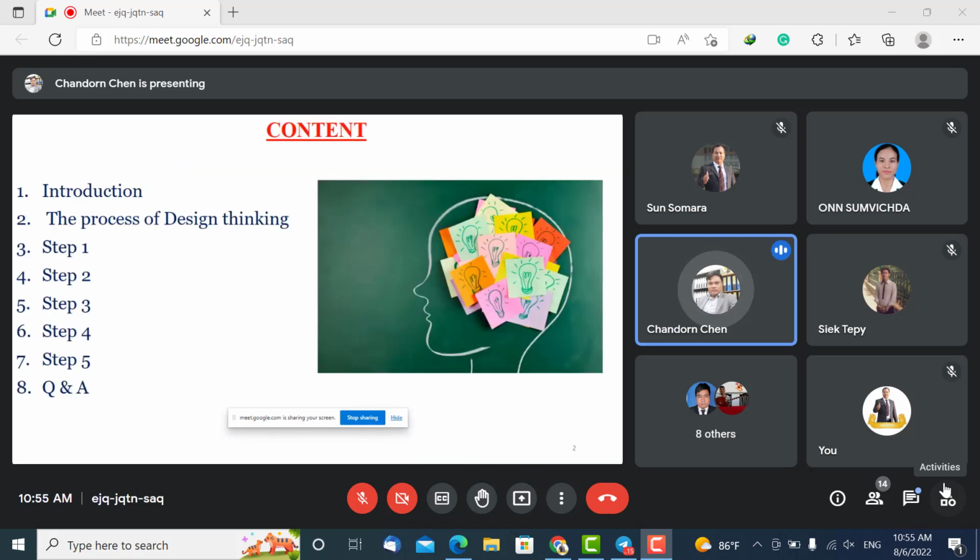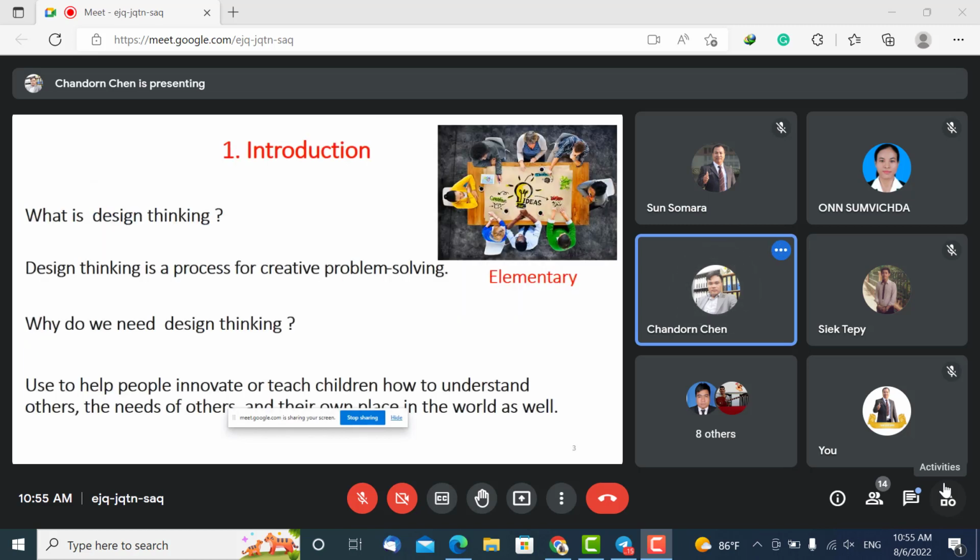Okay, this is all my content and I won't describe more. So, the first introduction: what is design thinking? I just talk about elementary class here. Design thinking goes from the low level to the up level, but the style or technique differs depending on whether the student is low level. If we give a problem that is too high and requires practical thinking, the student may not be able to think and solve it.